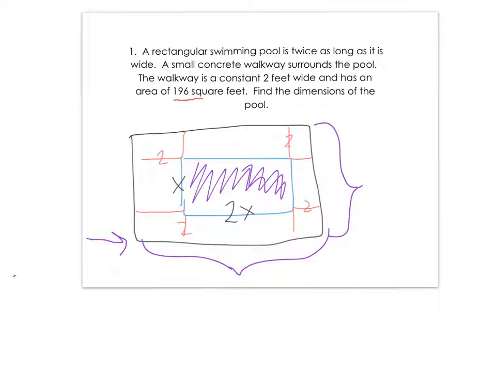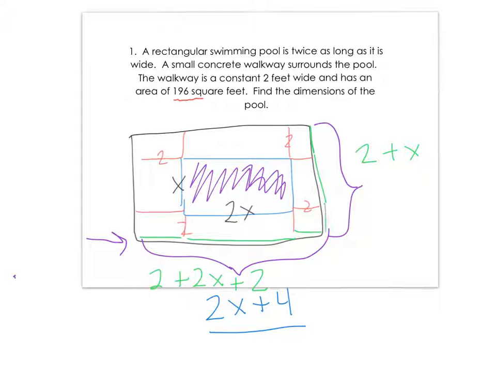So let's figure out this side down here first. I'm going to change colors here. I know that this here is 2 feet. I know this here is 2x, so I'll add on 2x. And that right there is 2. And now I'm going to combine some like terms. So 2x plus 2 and 2 gives me 2x plus 4. Underline that. Now let's look at the other side here. I know this is 2, this is x, and this is 2. So now if I put those like terms together, I get x plus 4.